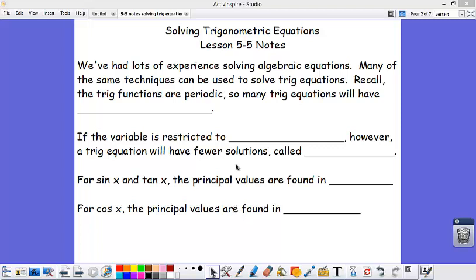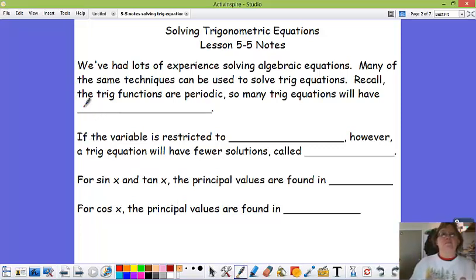Hi, welcome to our last lesson in Chapter 5. Today we're going to be looking at techniques to solve trigonometric equations. And the good news is they're equations just like all the equations you've solved forever. The biggest difference is that the trig functions are periodic, so lots of trig equations will have more than one answer or multiple solutions.